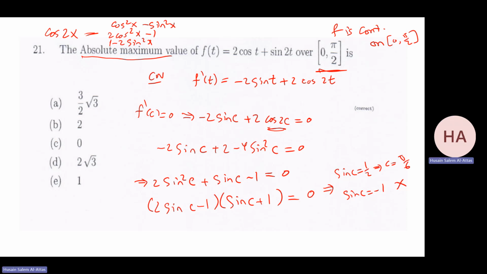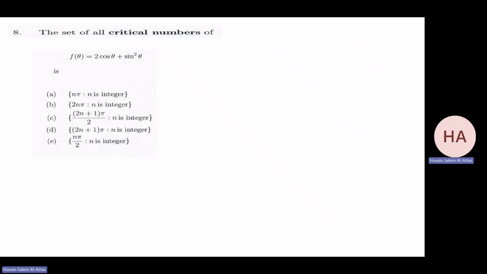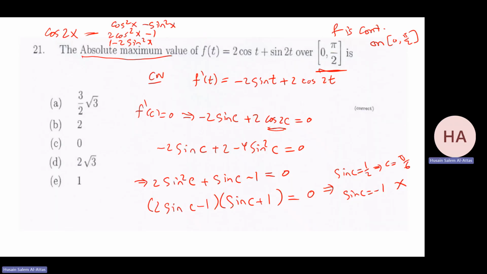Okay, so now I need to check f of pi over 6, f of 0, f of pi over 2. f of pi over 6 will be what? 2 cosine pi over 6, which is 2 root 3 over 2, plus sine pi over 3, which is root 3 over 2.